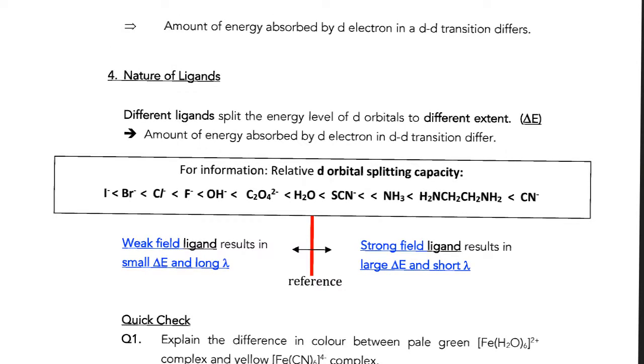If you see something that is red, a strong field ligand absorbs the shorter wavelength, so the longer wavelength will be seen. So this will be in the red or the orange region. Whereas if you have a small delta E, you absorb the long wavelengths, which means the shorter wavelength, the higher energy, will be seen. This will be your blue and violet colors being seen in this case.